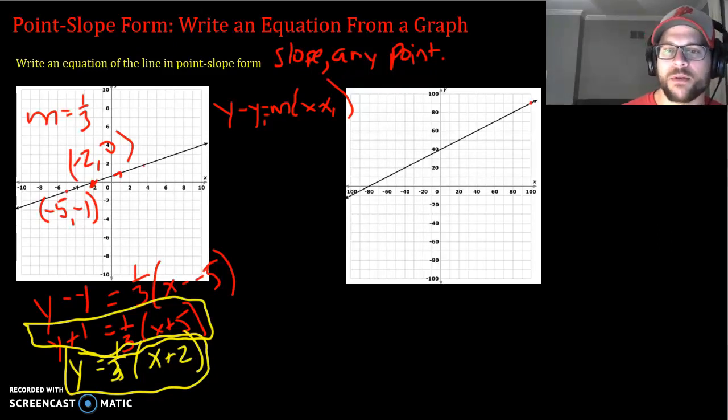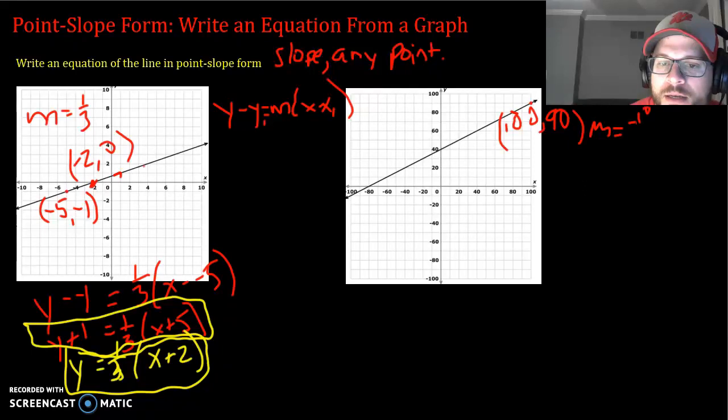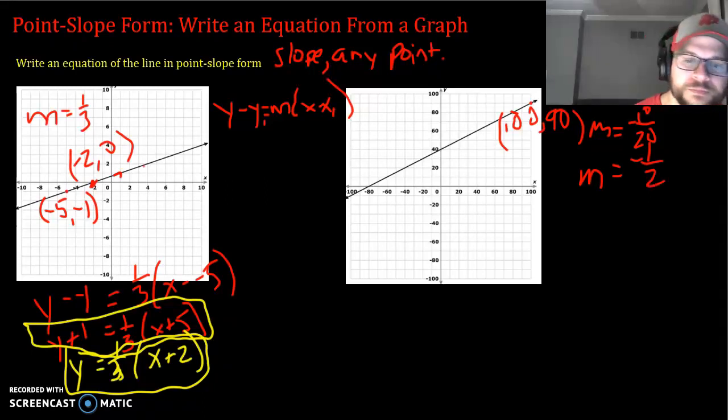Now, in this second example, I believe that your point over here may have been cut off. So your coordinate point over here is going to be what looks like 100 and up to 90. And then our slope to get down, we've got 1 down right here. So each line is going to be 10 in both directions, so down 10 over 20. Make sure that gets reduced. You can divide both of those by 10, so your slope is actually -1 over 2.